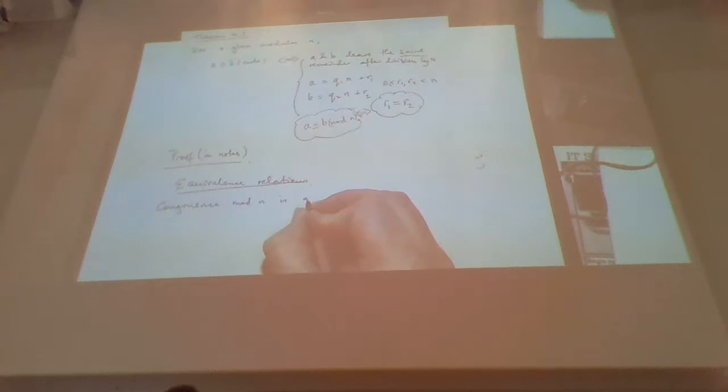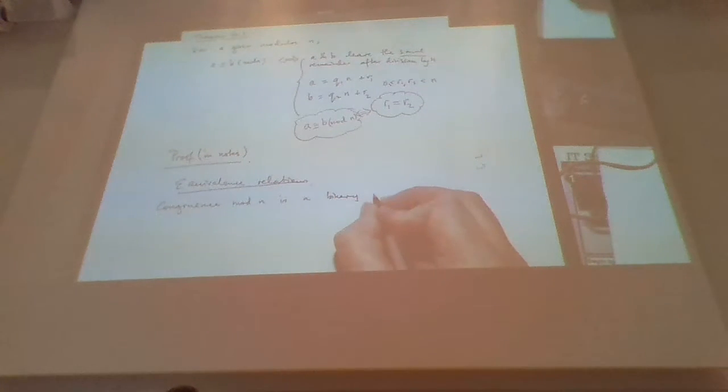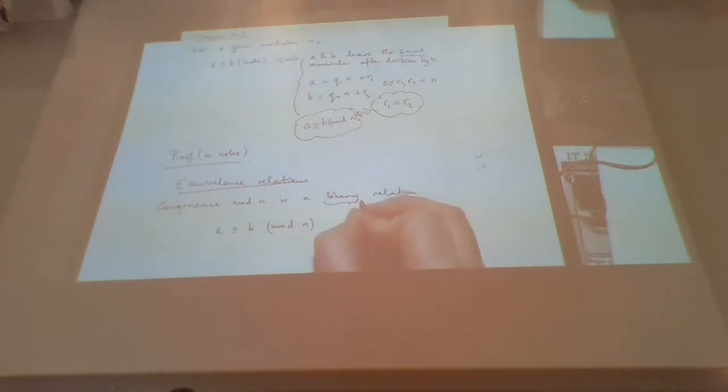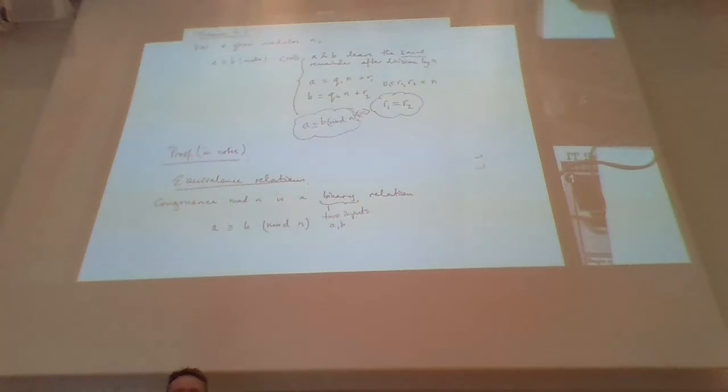Congruence is what's known as a binary relation. Congruence mod n is a binary relation. Binary refers to the fact it's got two inputs. You could have a tertiary relation, which takes 3 inputs, a quaternary relation would take 4 inputs, and a unary relation would just take 1 input.